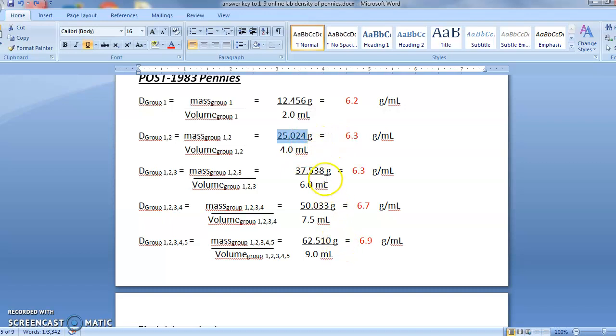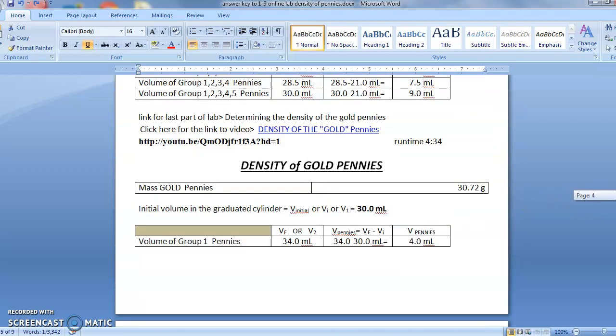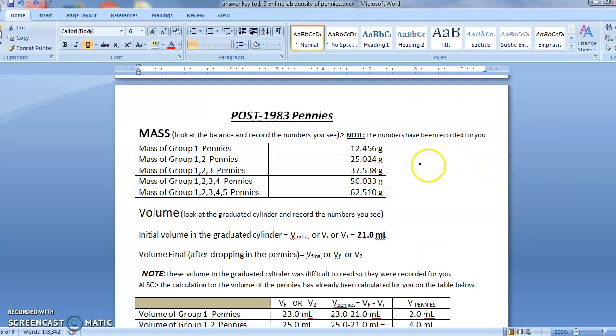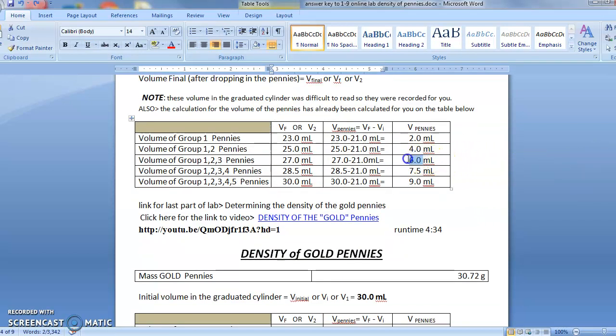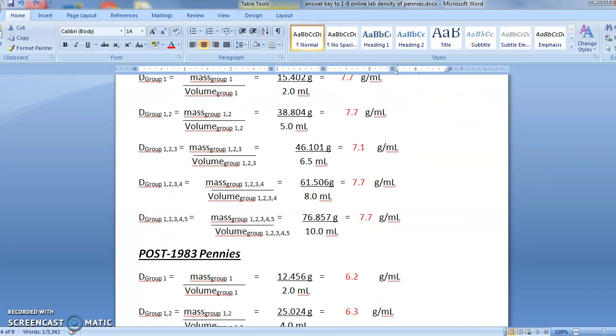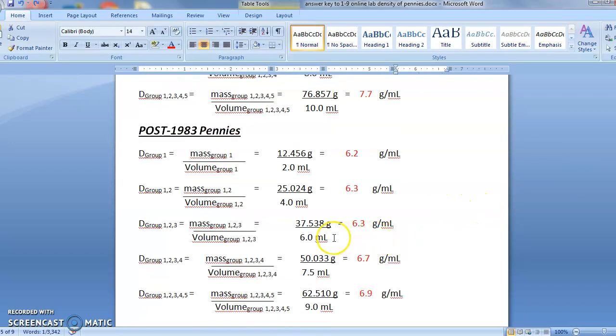Same thing for the remaining calculations. The mass of the Group 3, which had Group 1, Group 2, and Group 3 on the balance, was 37.538. The volume of those pennies, the displacement, was about 6 milliliters. So we put 6 milliliters on the bottom, 37.538 on top. Divide 6 into 37.538, we get 6.3. Same thing here. More pennies were added. The mass went up to 50.033. The volume displacement was about 7.5.